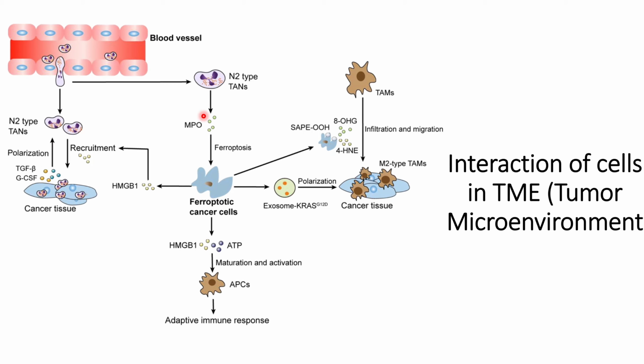In this video, we will discuss the interaction of the cells in the TME, in terms of ferroptosis. We will discuss the interactions of the cells within the TME. So these are the cancerous tissues and the neutrophils that are coming towards the cancerous tissues because of the activation of the immune system.